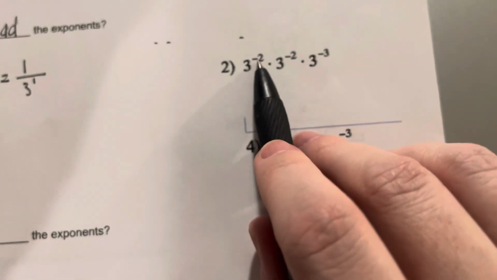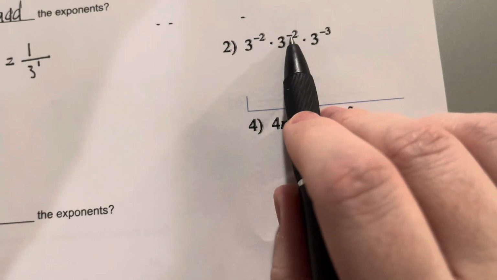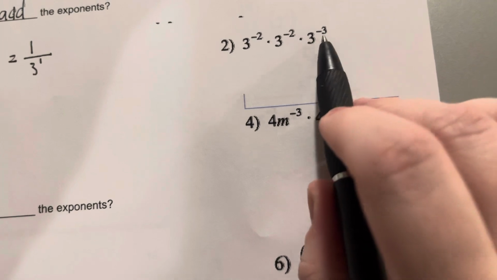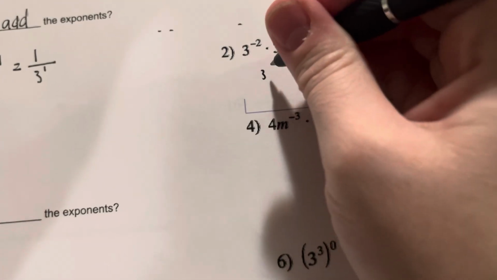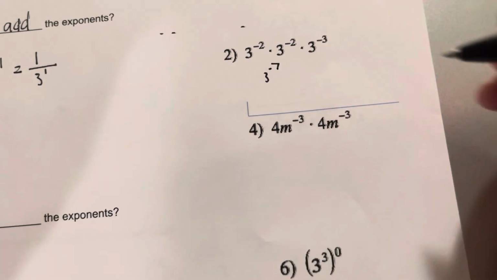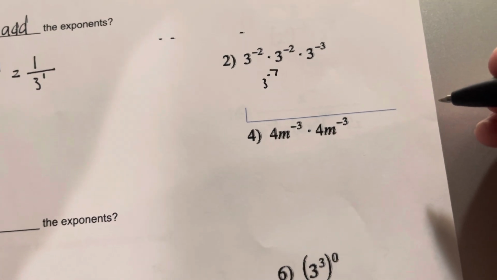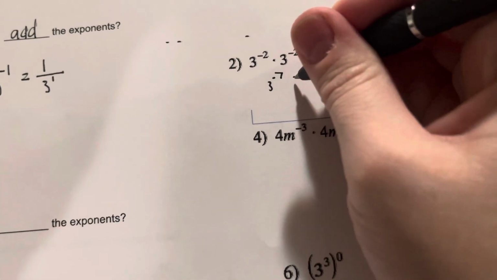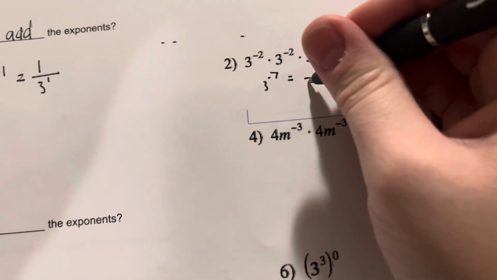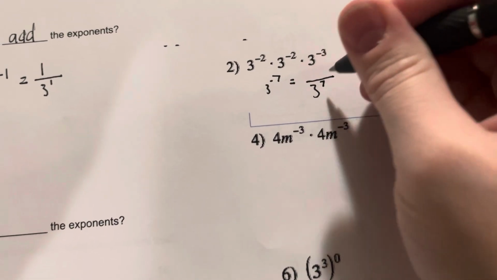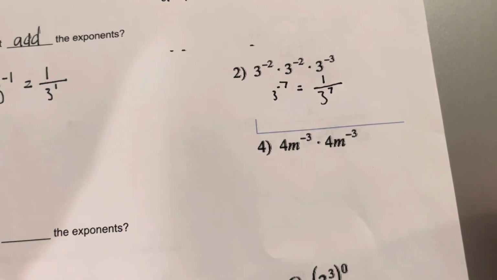We have -2 plus -2 plus -3 gives me 3 to the -7th. Woo, we're going to have a lot of negative answers today. So again, take that negative, bring it to the bottom in the denominator.